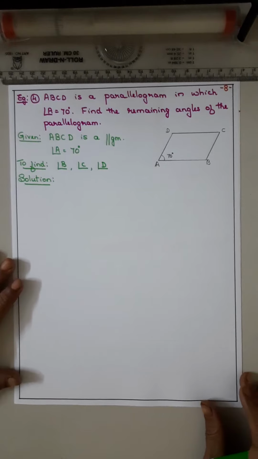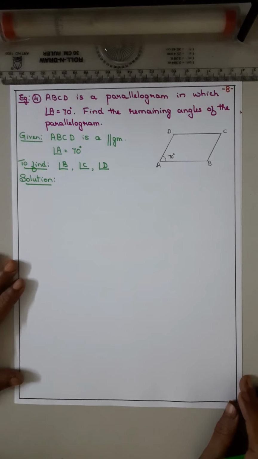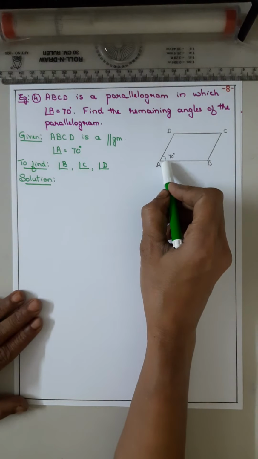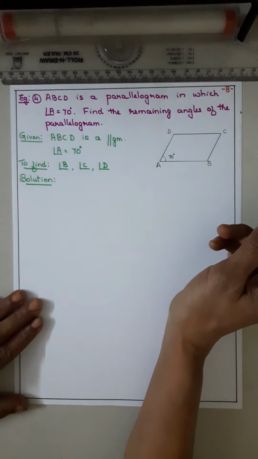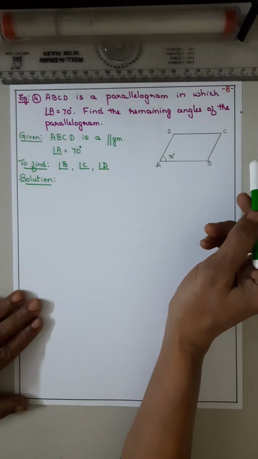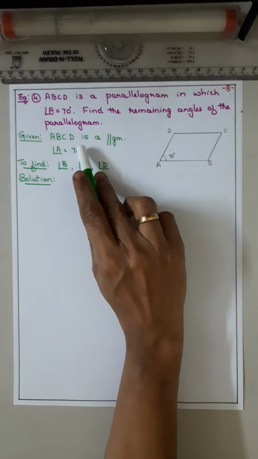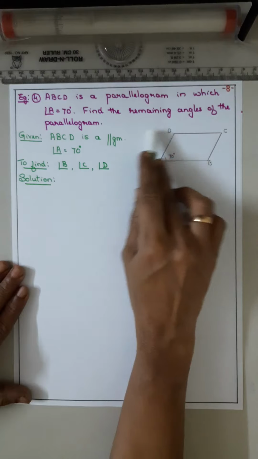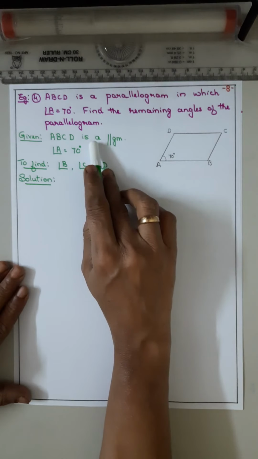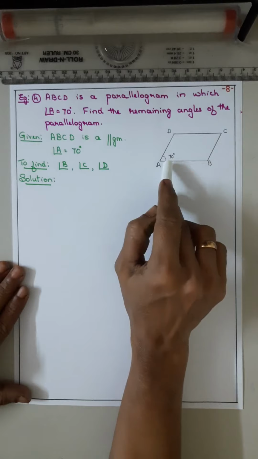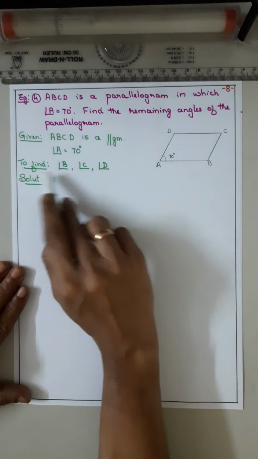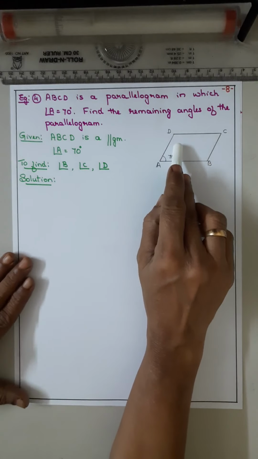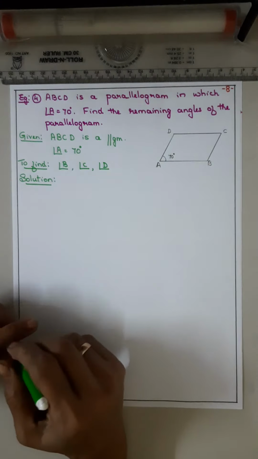Example 4. ABCD is a parallelogram in which angle A is equal to 70 degrees. Find the remaining angles of the parallelogram. So first, what is given? ABCD is a parallelogram. Angle A is equal to 70. Second, to find angle B, angle C, angle D. Now, coming to the solution. So, what will we write?